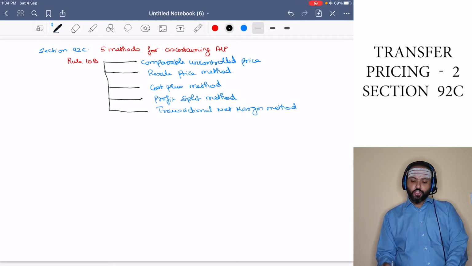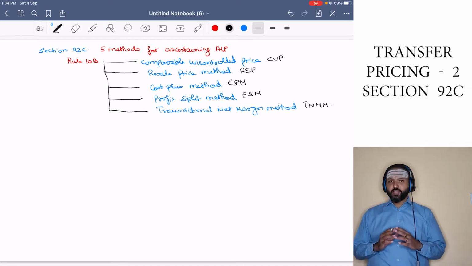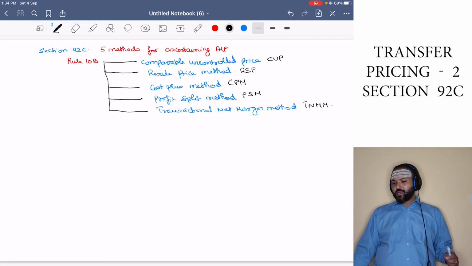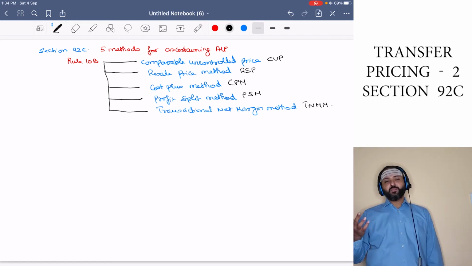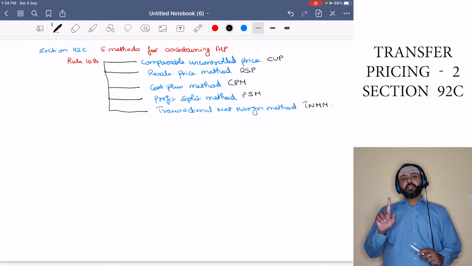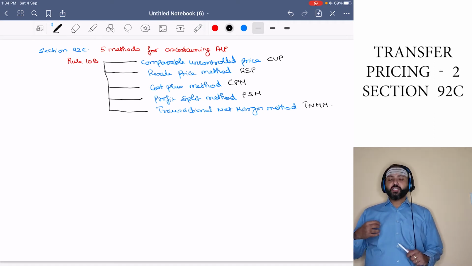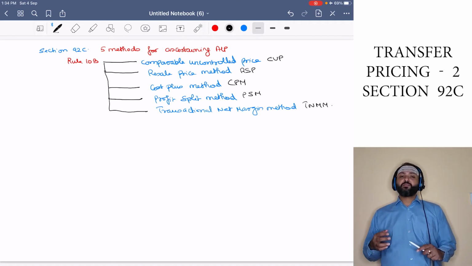So, for short, we call this CUP, we call this RSP, and then this is CPM, this is PSM, and this is TNMM. Okay, so these are the five methods we will be studying. Is there a possibility that there could be some other method also? Yes, but that is a method which is not specified. That method is given as a prescribed method.